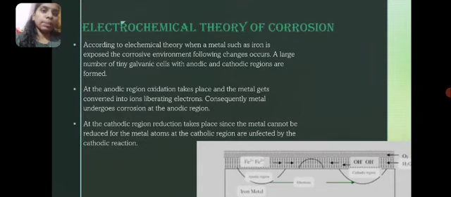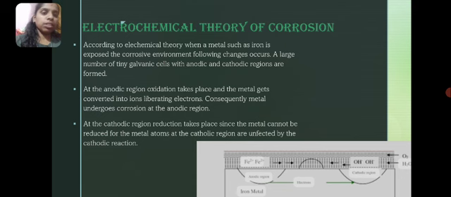Now I am going to explain the topic electrochemical theory of corrosion. According to electrochemical theory, when a metal such as iron is exposed to a corrosive environment, the following changes occur. A large number of tiny galvanic cells with anodic and cathodic regions are formed. At the anodic region, oxidation takes place and the metal gets converted into ions, liberating electrons. Consequently, the metal undergoes corrosion at the anodic region.